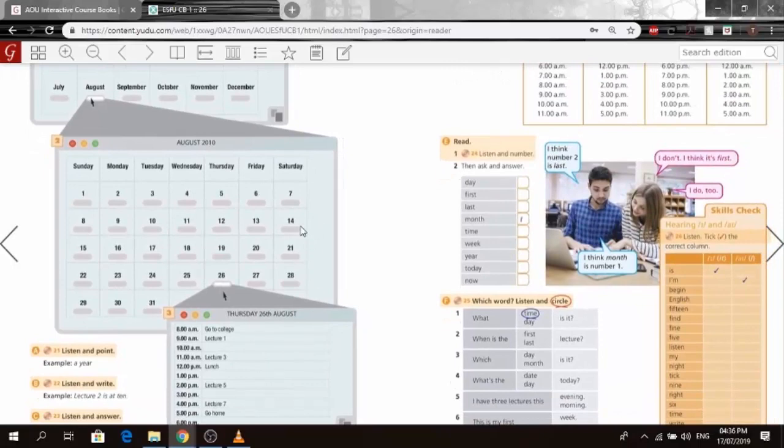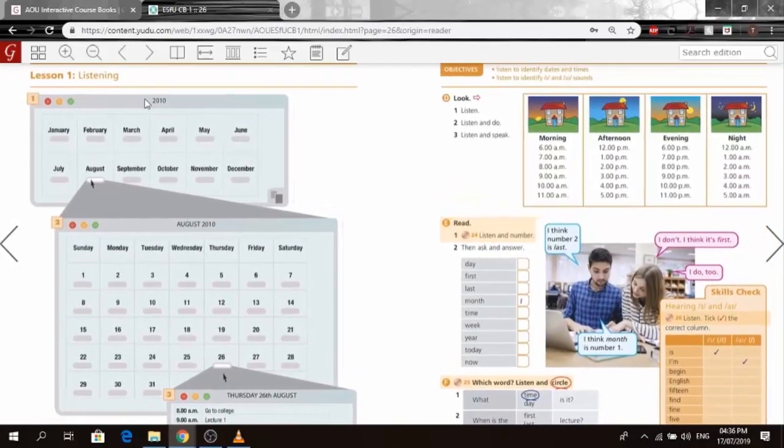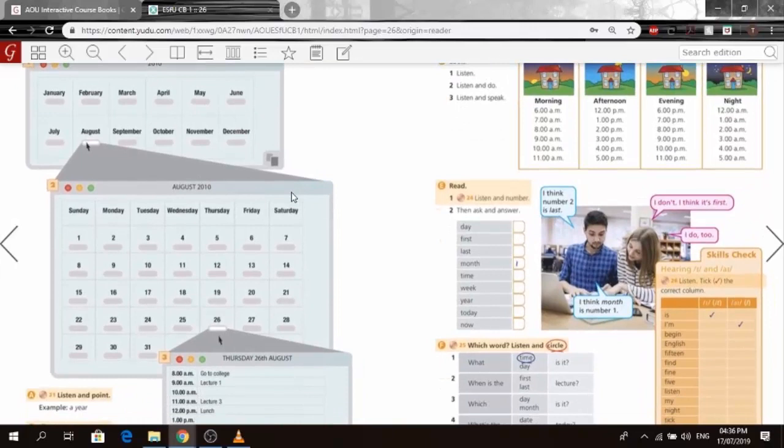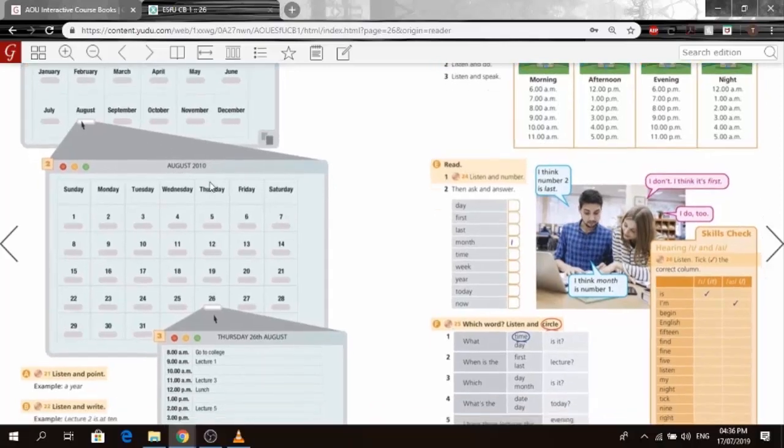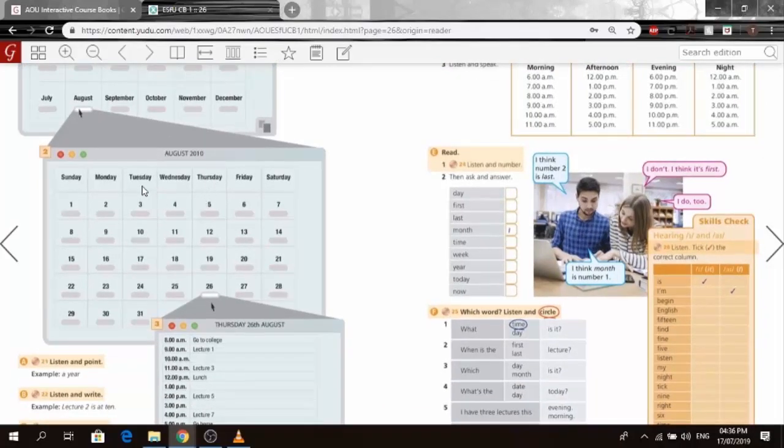So a year, obviously a year is 2010 again, okay? A date is August 2010, so we can circle that as a date. A day, so I can choose any day I like, so I'll personally choose Friday. Okay, you can choose whatever you like, by the way.